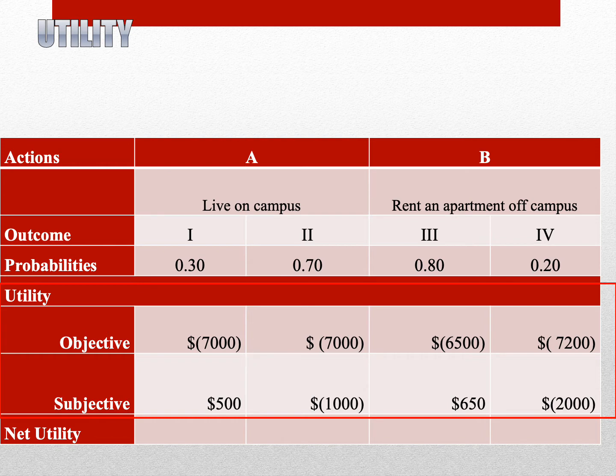Outcome 2 has an objective cost of $7,000 and another subjective cost of $1,000 if the dorm is horrible. Outcome 3 has an objective cost of $6,500 and a subjective benefit of $650 if he lives off campus but finds a great apartment. And outcome 4 has an objective cost of $7,200 and a subjective cost of $2,000 if he moves off campus and gets a horrible apartment with horrible roommates.